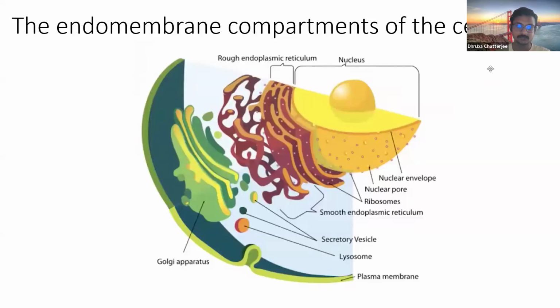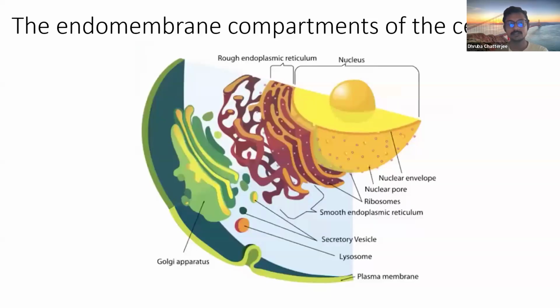We have been taking an outside-in view, discussing first the plasma membrane, then coming inside gradually, discussing the Golgi apparatus and the endoplasmic reticulum, which leads us to discuss the nucleus today.